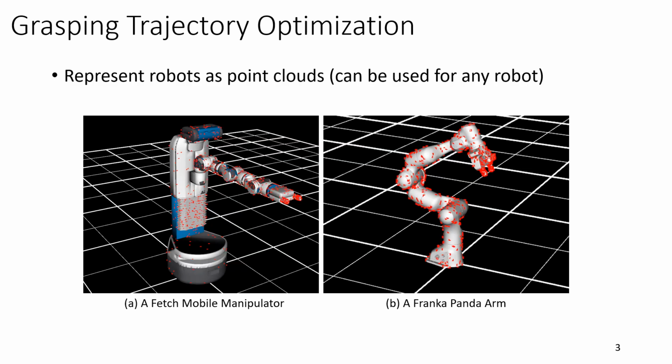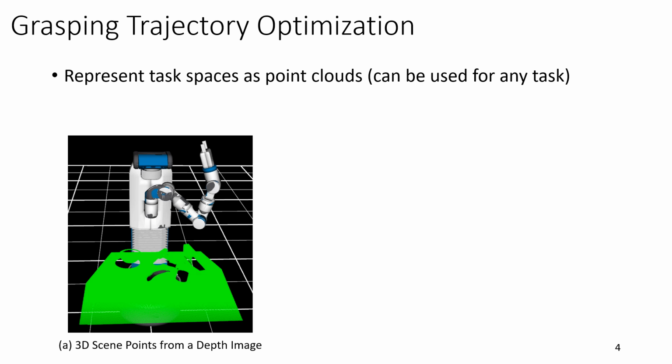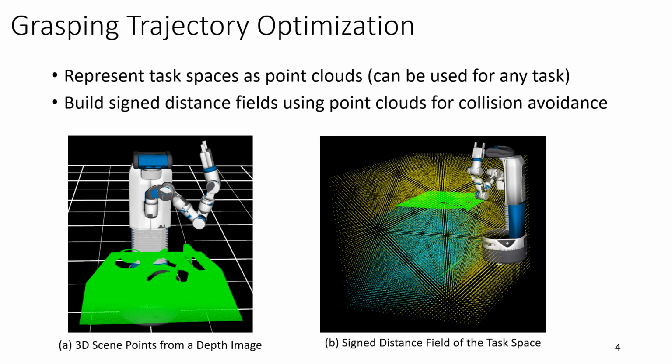In our method, first, we represent the robots using point clouds sampled on the surface of the robots, and this representation can be used for any robots. Second, we represent the task space of the robots using point clouds as well. We can convert these points into a signed distance field of the task space. There are voxels with negative signed distance and voxels with positive signed distance, so we can use the SDF for collision avoidance.